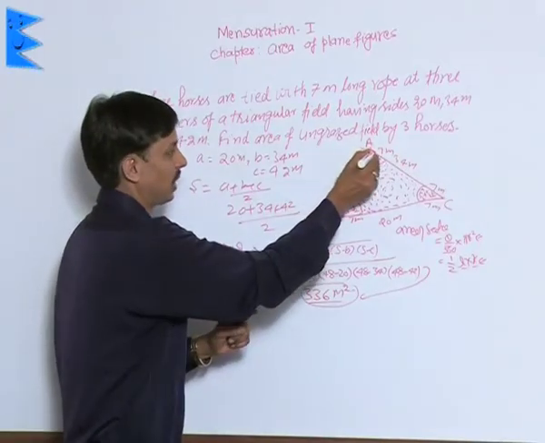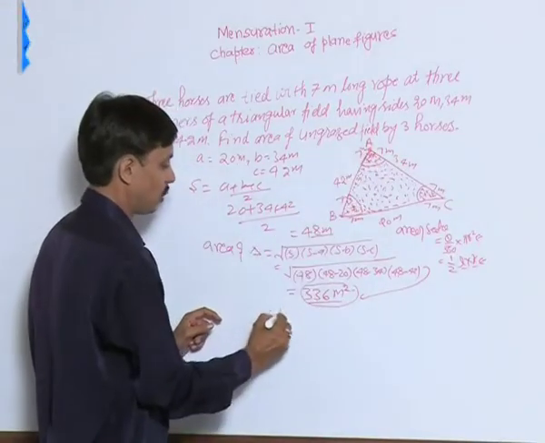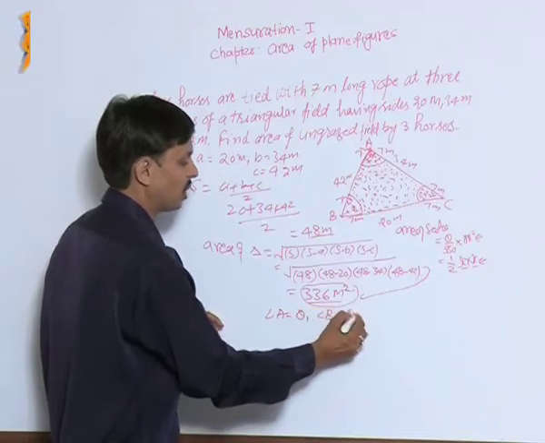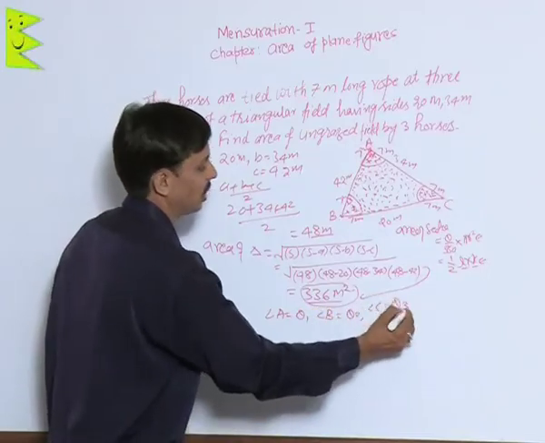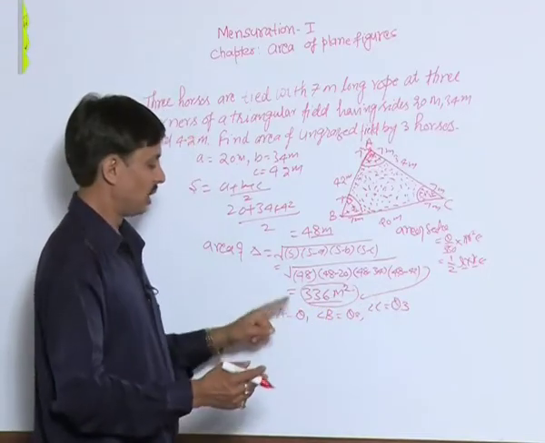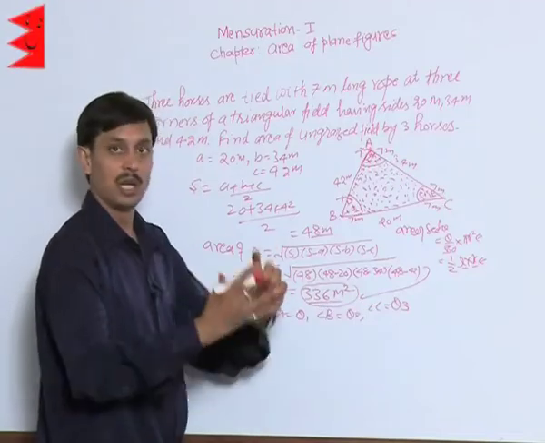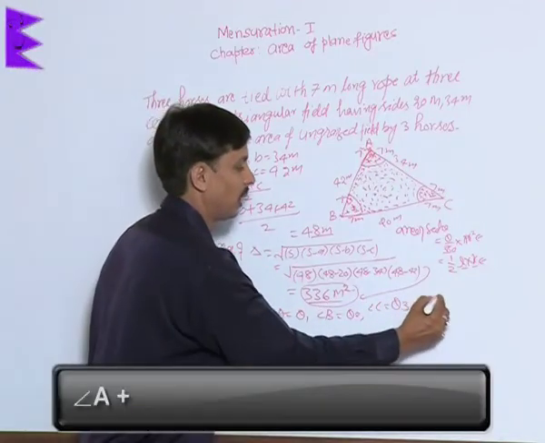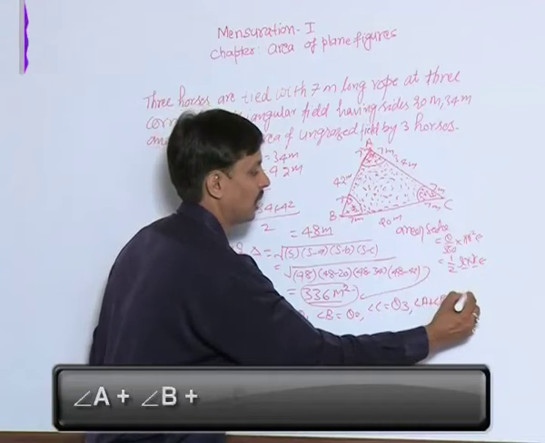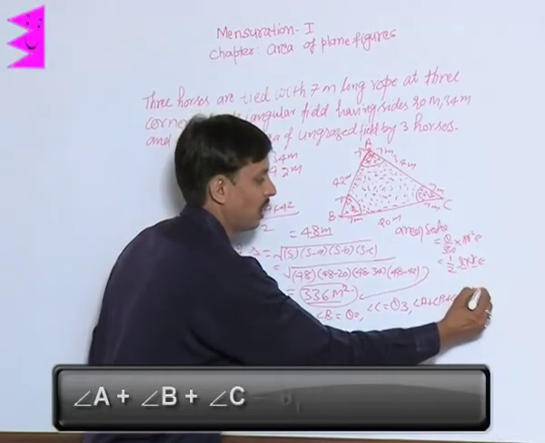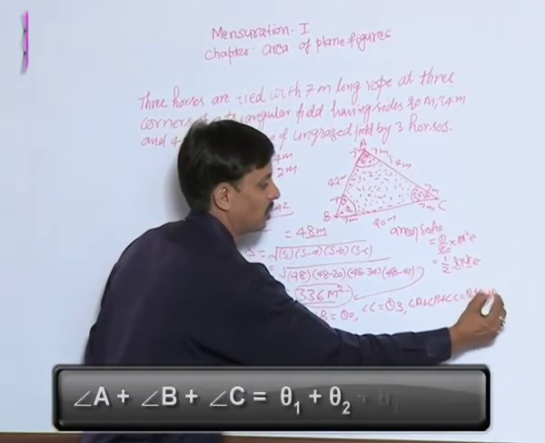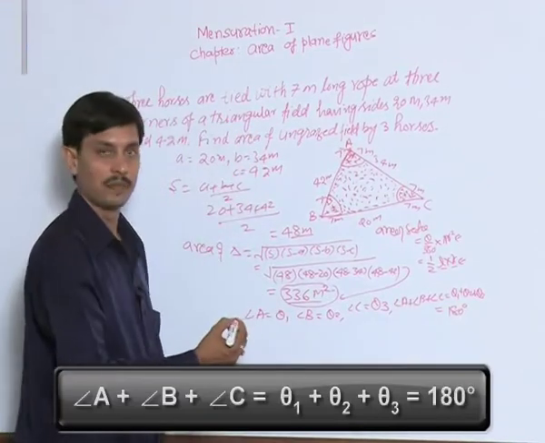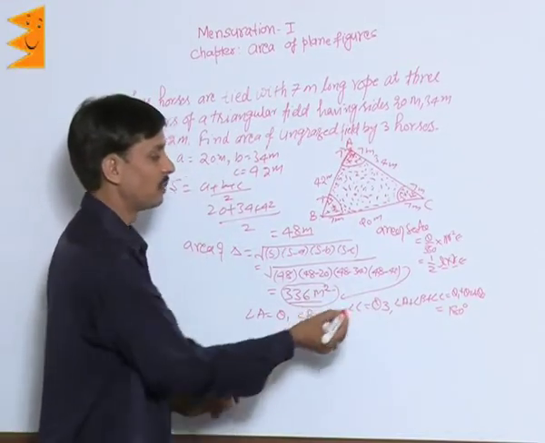I will take first angle A. Let us suppose angle A is theta 1, angle B is theta 2, angle C is theta 3. There are three angles, theta 1, theta 2, theta 3. But as this figure is a triangle, we can say angle A plus angle B plus angle C equals theta 1 plus theta 2 plus theta 3 will be equal to 180 degree. It is 180 degree. Why?